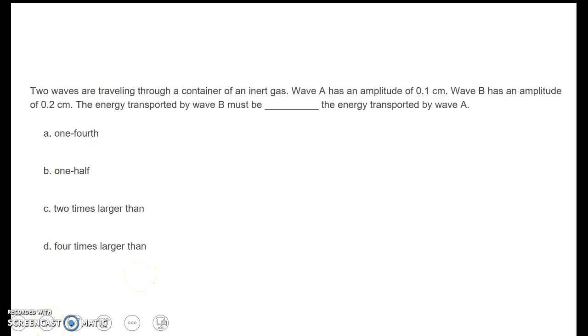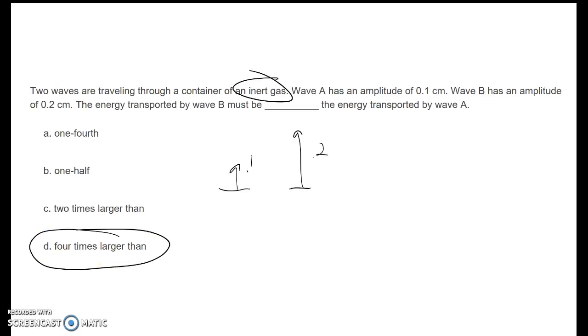Two waves are traveling through a container of an inert gas. An inert gas is just a gas that doesn't react. Wave A has an amplitude of 0.1 centimeters. Wave B has an amplitude of 0.2. The energy transported by wave B must be blank the energy transported by wave A. So they're in the same medium, which means all things are equal when we talk about speed. We're not worried about anything but speed and energy here. We've got 0.1 and twice as much, 0.2. So B must have more energy, and it must be quadrupled. It must be 4 times that of wave A.